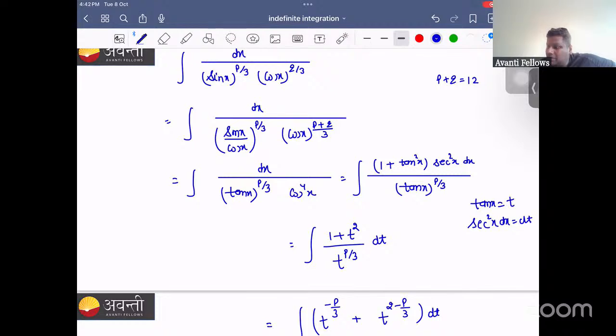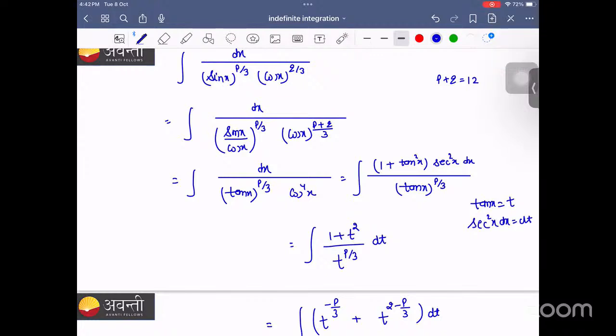Yes. See it once, absorb it, then we'll go forward. Got it?